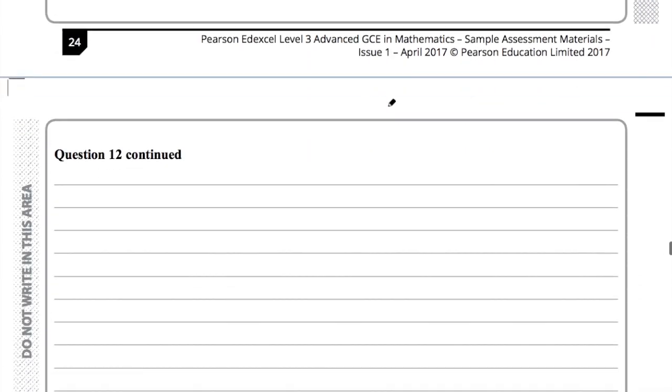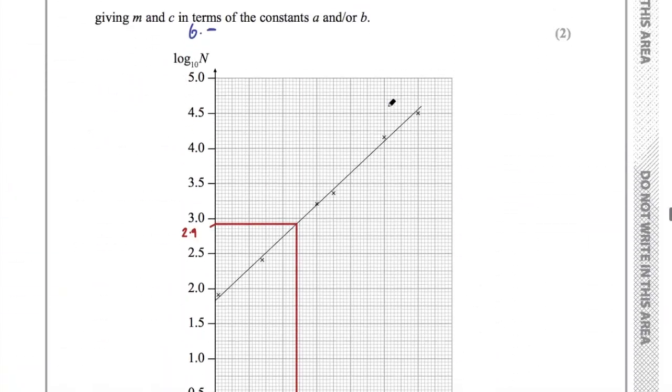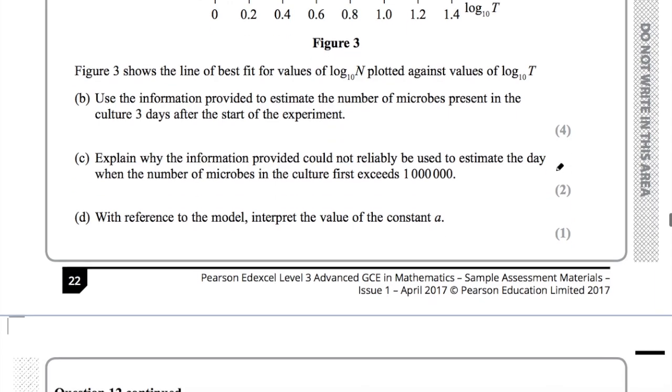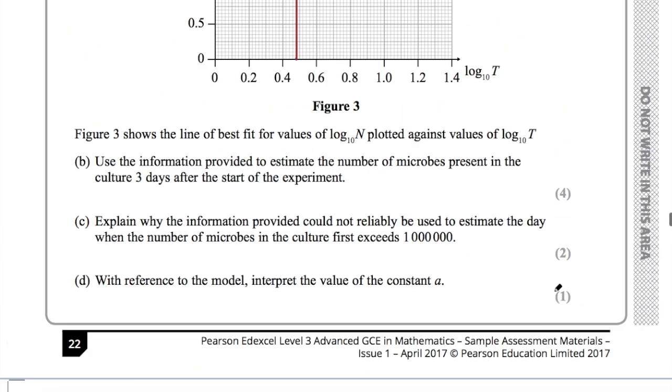So that was question 12 for a total of 9 marks. Let's just go back to the marks again. Part A was 2 marks, Part B was 4 marks, C was 2, and D was 1 mark.